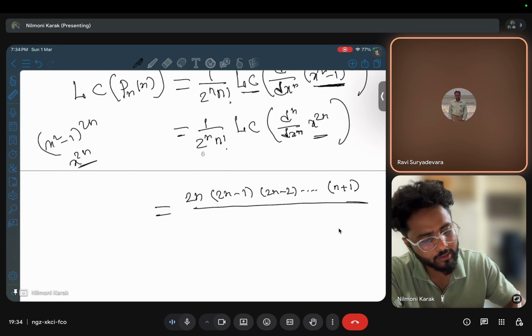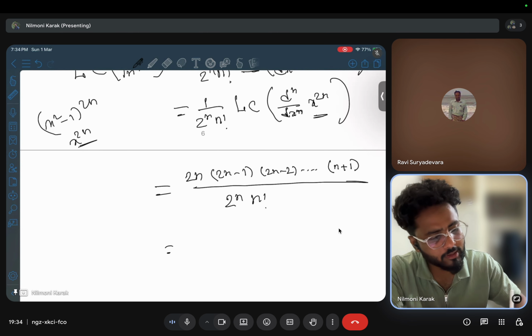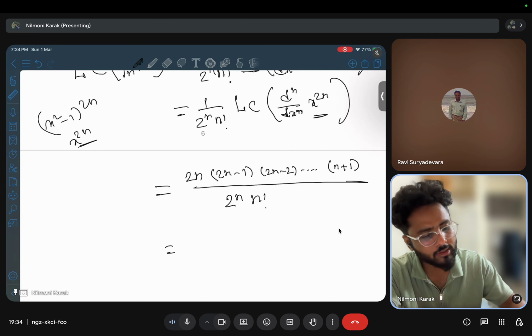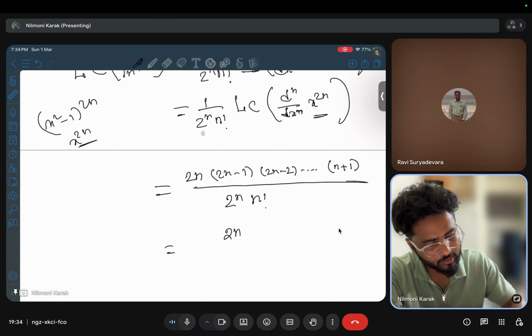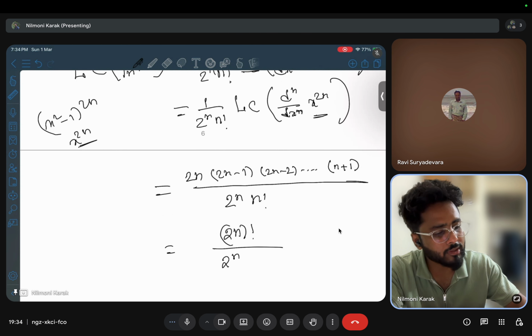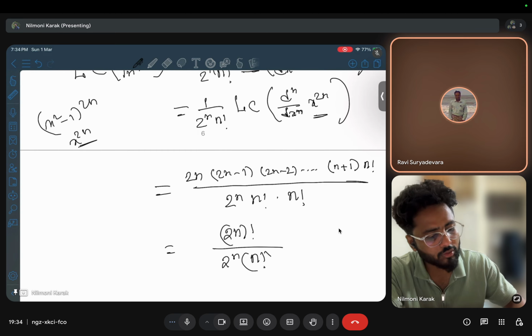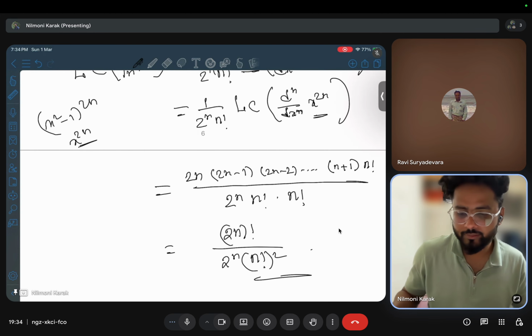And then divided by 2 to the power n n factorial. This is your leading coefficient, but you can write it like this: (2n)! over 2 to the power n, and if you multiply n factorial in numerator and denominator both, you get n factorial square in the denominator. So this is the leading coefficient actually.